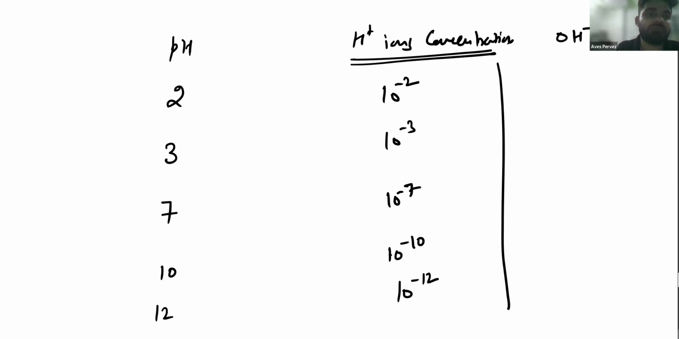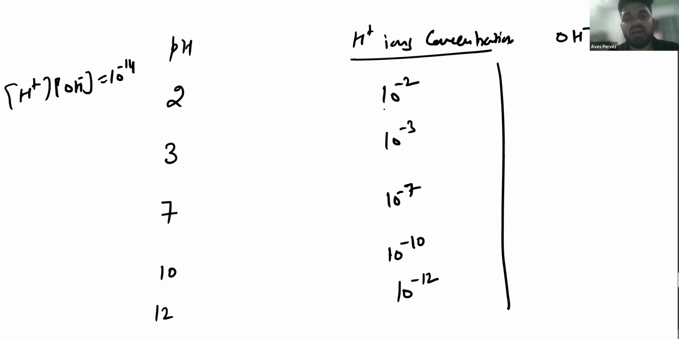So let me explain this one more time. If the pH is 2, then the hydrogen ion concentration will be 10 raised to the power minus 2. But you need to understand that the product of H plus ions and OH minus ions is always 10 raised to the power minus 14. So if H plus ion concentration is 10 raised to the power minus 2, then the OH ion concentration in the same solution will be 10 raised to the power minus 12. It is constant. This is called the water product or KW product. A solution must always have the product of H plus and OH ion concentrations equal to 10 raised to the power minus 14.